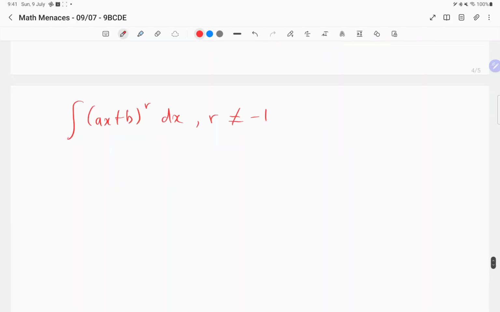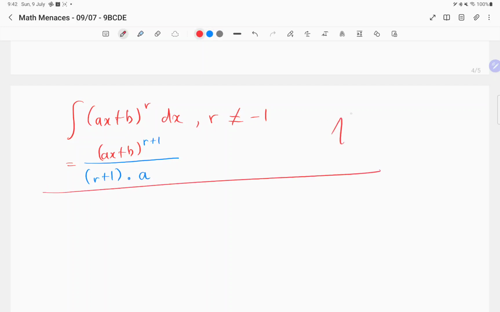Anything but -1, even a negative fraction, you can still do using the normal rule. So the answer would be (ax+b) to the power, you add 1 to the power, and then you divide by the new power, but you also divide by the coefficient of x. Okay, so that's rule number 1.